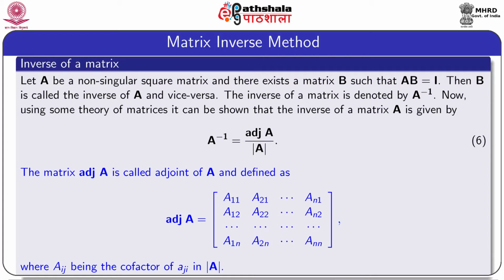where adj A is called the adjoint of the matrix A and which is defined by this. Note that the capital A_ij is the cofactor of the element small a_ji in the original matrix A or the corresponding determinant det A.